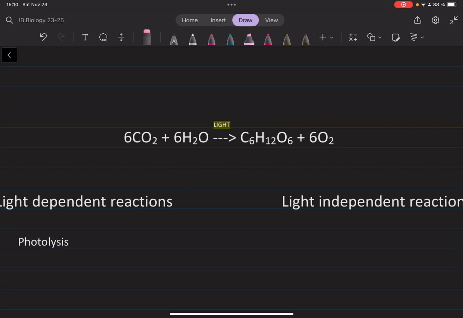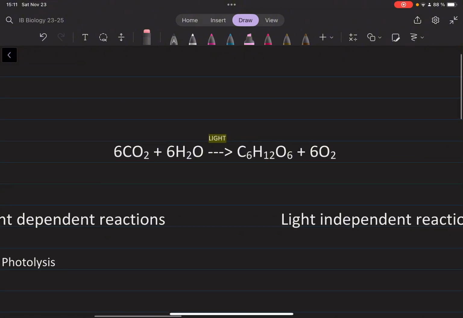If they ask you for a word equation, you don't have to specifically state that it's 6 water molecules, 6 carbon dioxide molecules. You just have to put carbon dioxide plus water turns to glucose plus oxygen. So yeah.